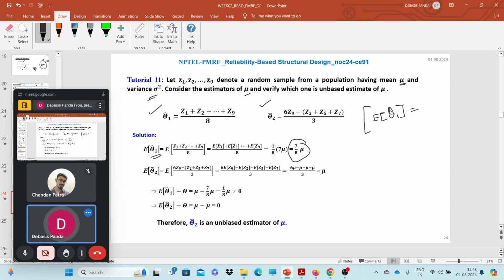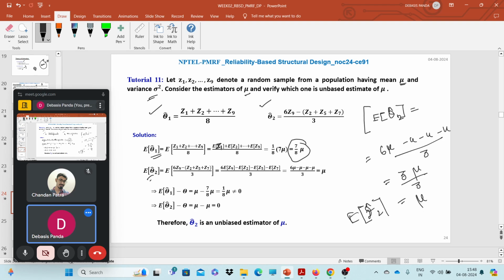So this is E of Z1, okay, not X1. That will be E of Z1. Now, for the second case, what will we have? So the estimator theta2, if we take the expectation, what will we find? 6 mu minus mu minus mu divided by 3. That means 3 mu by 3, which gives you mu. That means the expectation of this random variable will give you the unbiased estimator of the mean.